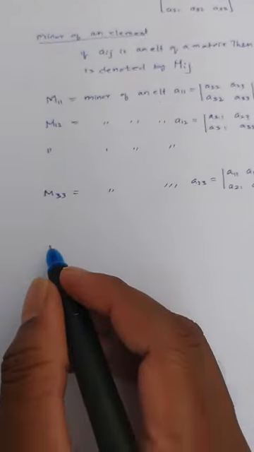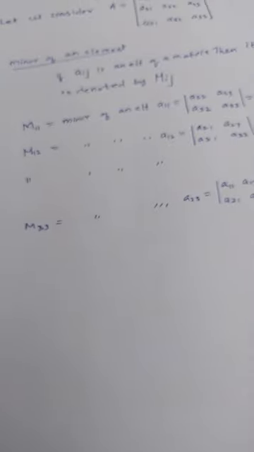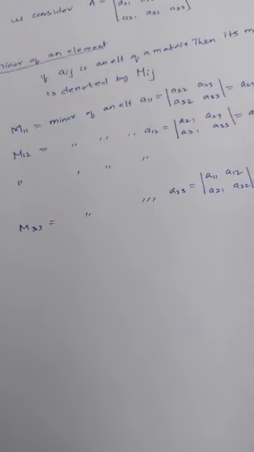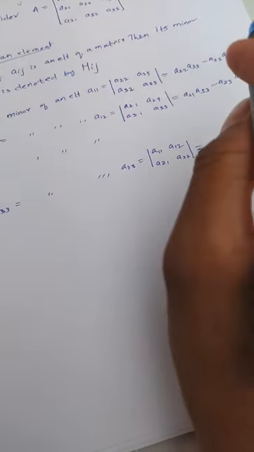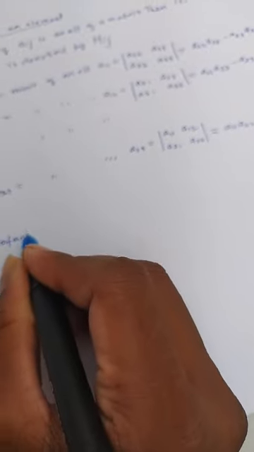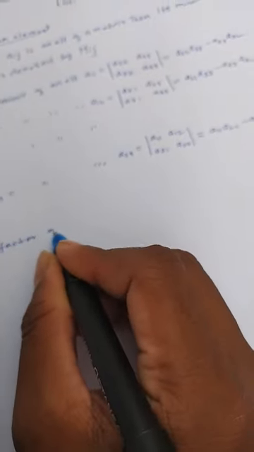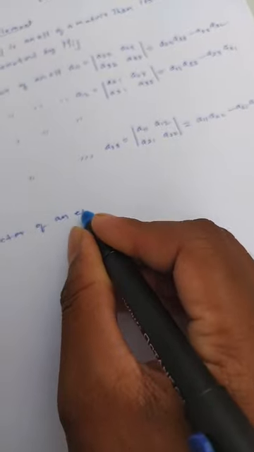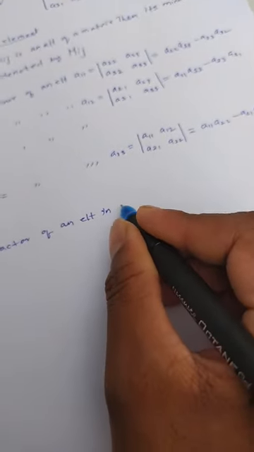Okay. After that, how to find the cofactor of an element? The cofactor of an element is nothing but its minor with sign. How to assign the sign to the minor? If you assign the sign to the minor, you will get the cofactor. For example, we are going to find the cofactor of an element in a matrix.